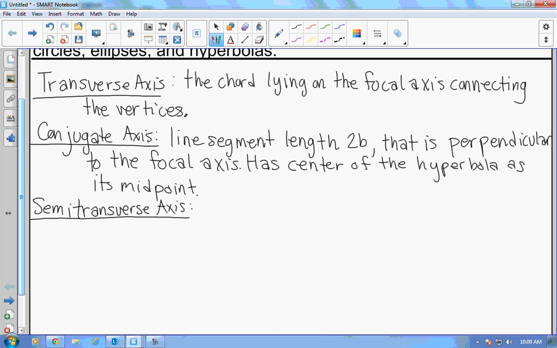Okay, the semi-transverse is labeled a. And the semi-conjugate, and this even makes sense, is labeled b, because we wrote in the conjugate that it's length 2b. So the semi-conjugate would be half of that, which is just b.